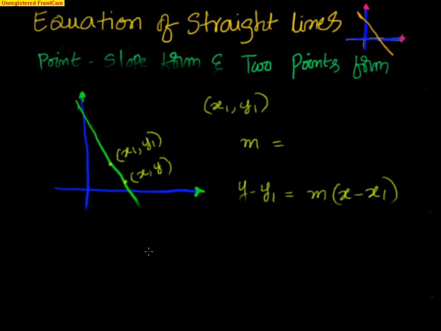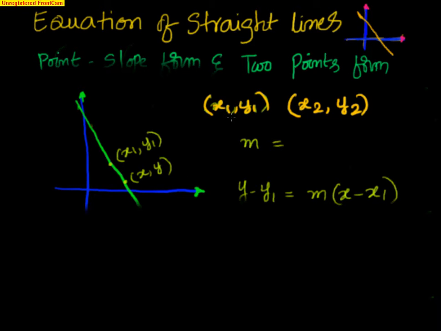Now let's go to the 2 points form. What's the meaning of 2 points form? As the name suggests, we have 2 points. So let me say the points are x1 y1 comma x2 y2. So these are the 2 points given to us.